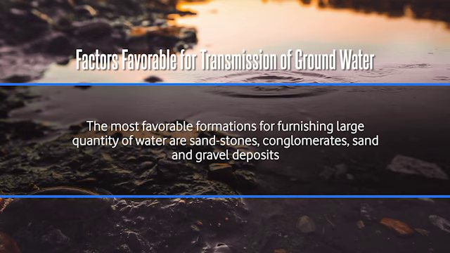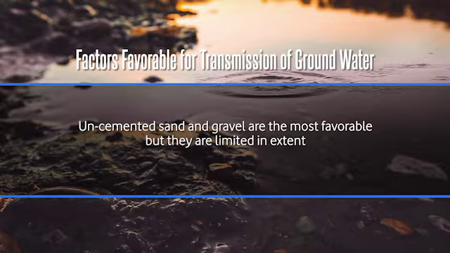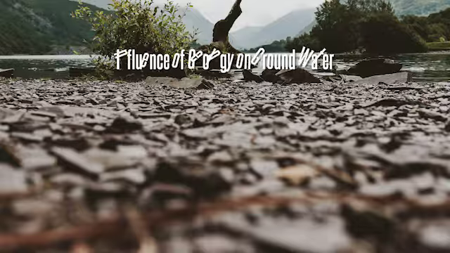The most favorable formations for furnishing large quantities of water are sandstone, conglomerates, sand and gravel deposits. Uncemented sand and gravel are the most favorable, but they are limited in extent. Influence of geology on groundwater.